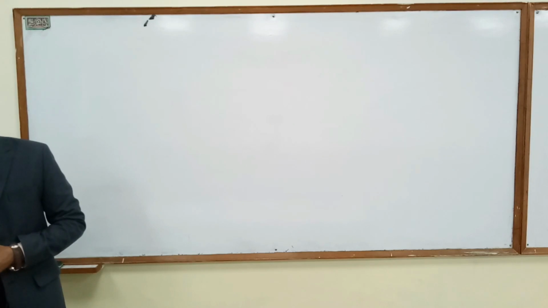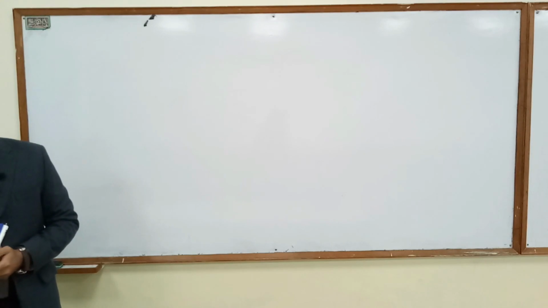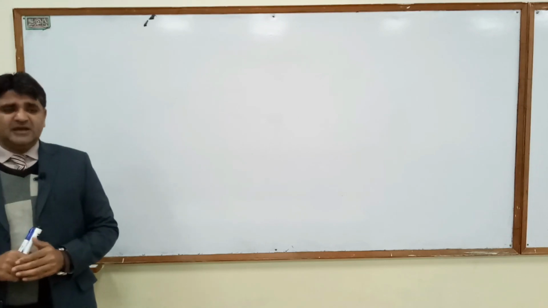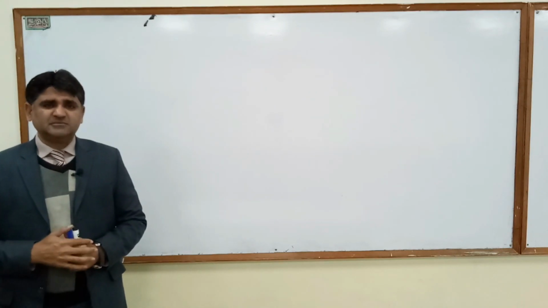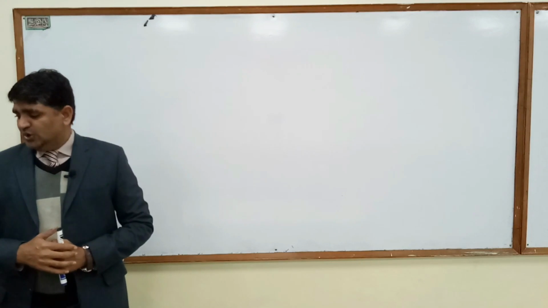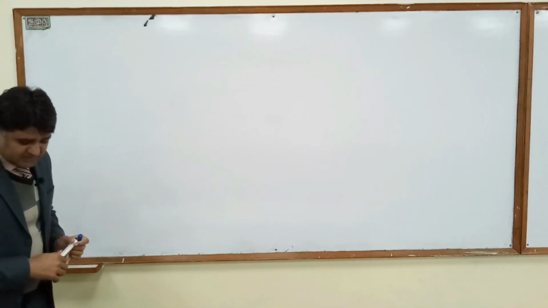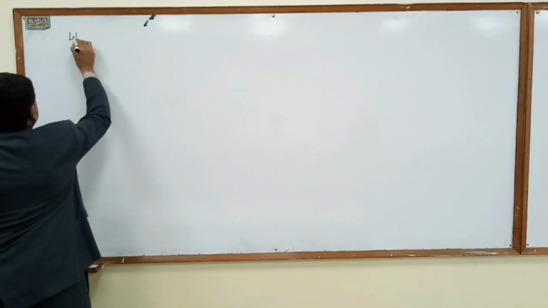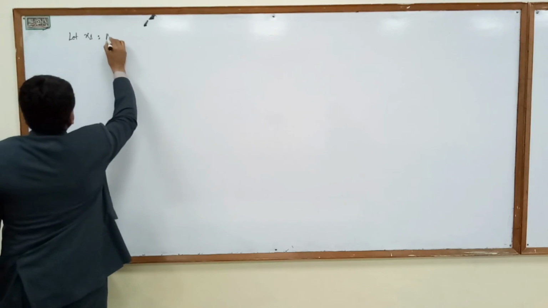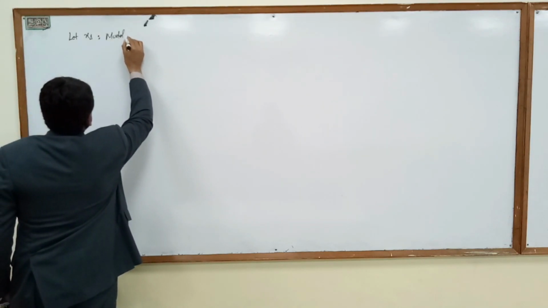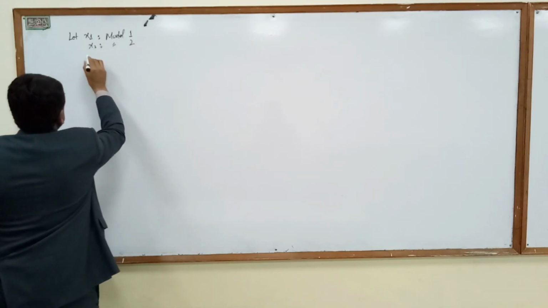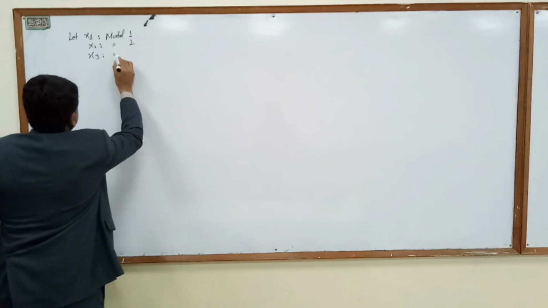The price per unit of model 1, model 2 and model 3 is also given, and we have the fixed cost, which can be the plant cost and so on. Okay students, so we start our question. Let X1 be model 1, X2 be model 2, X3 be model 3.